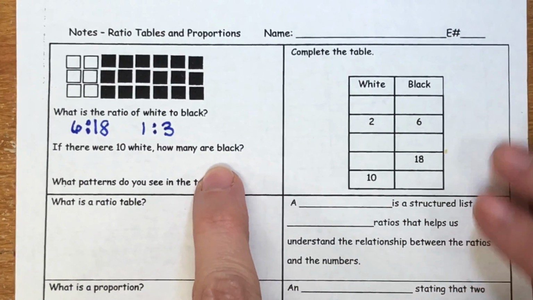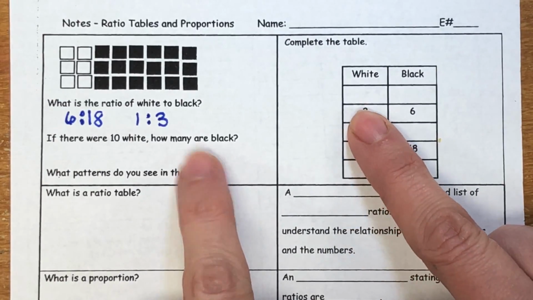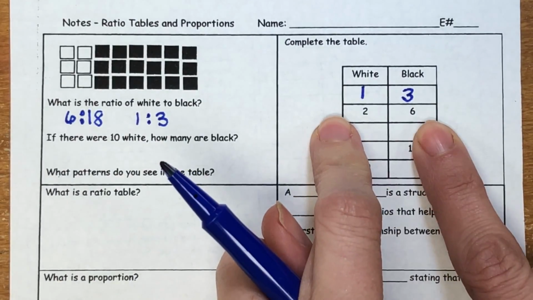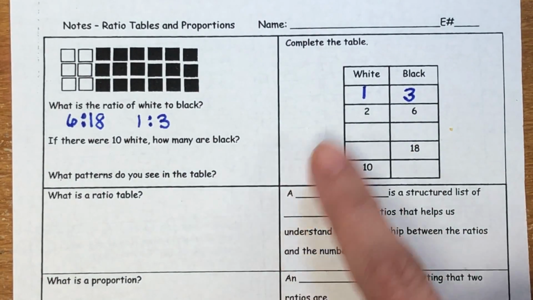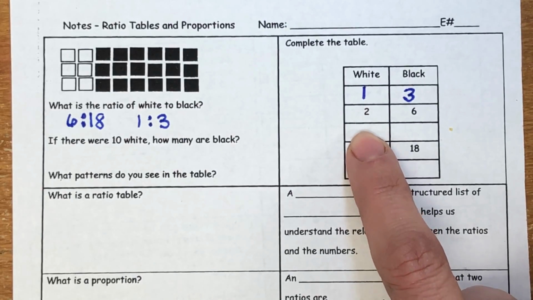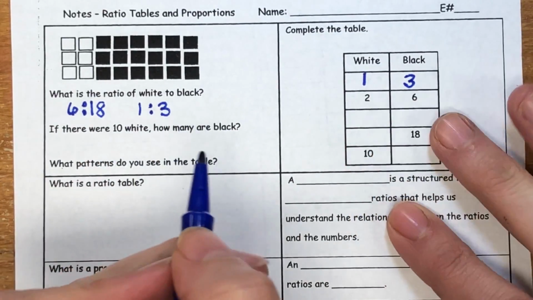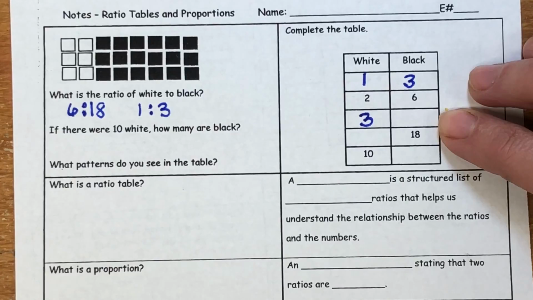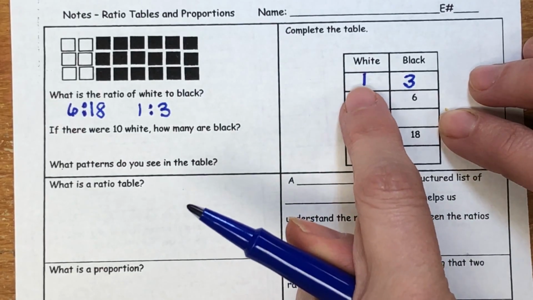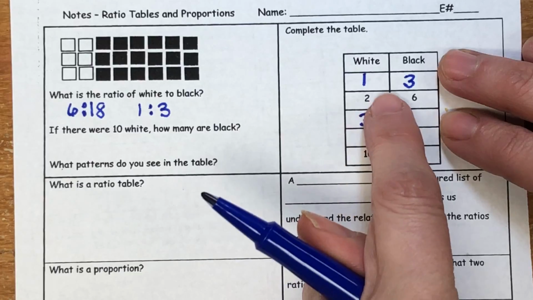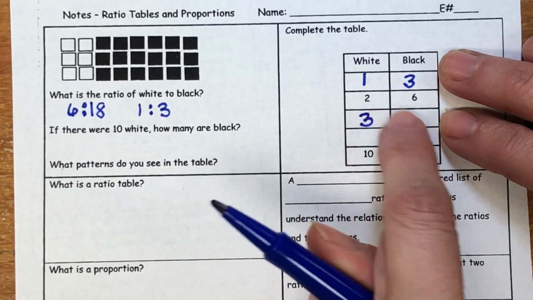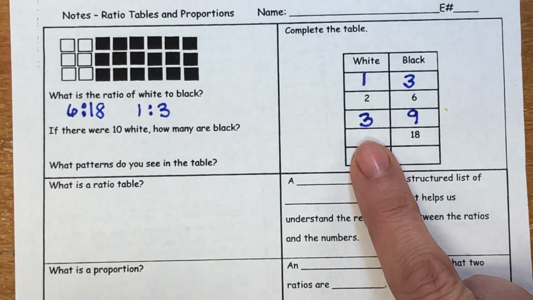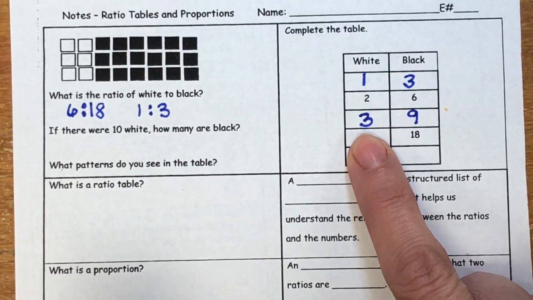Okay, so first of all, let's look at this table. So so far for 1 white, I have 3 black. 2 white, I have 6 black. Okay, I can continue this table, so I can say 3 white, I have how many black? Well, what am I multiplying? 1 times what is 3, so that's times 3. 2 times what is 6, that's times 3. So 3 times 3 is gotta be 9. Okay? So there's 9 black if there's 3 white.